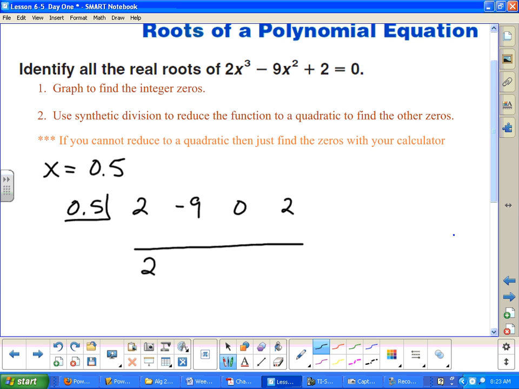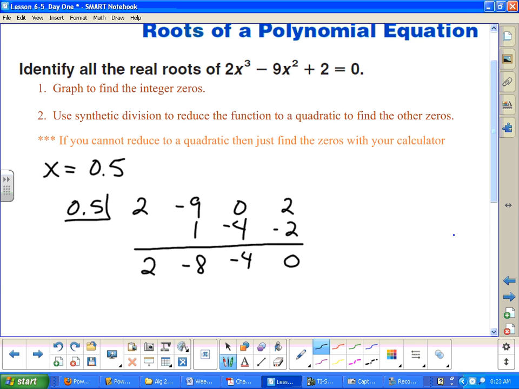All right, bring down the 2. 2 times 0.5 is 1. Negative 9 plus 1 is negative 8. Half of negative 8 is negative 4. Combine them, we get negative 4. Half of negative 4 is negative 2. So 0, which we knew it was going to be 0 because we're across the x-axis.